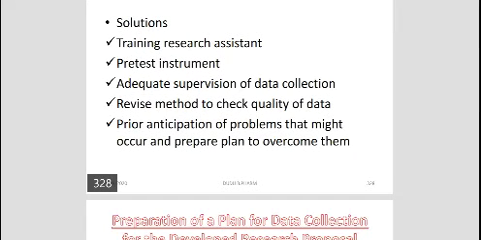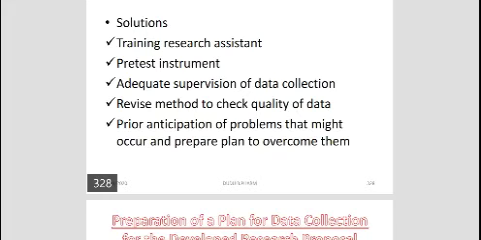Next is adequate supervision of data collection. When we say adequate supervision, you don't just let them go and do the data collection because they went through training or you did the capacity building, and then trust that whatever they do, they'll bring the right thing as instructed in the training. What you should actually do is give adequate supervision. You must supervise and see what they're doing.